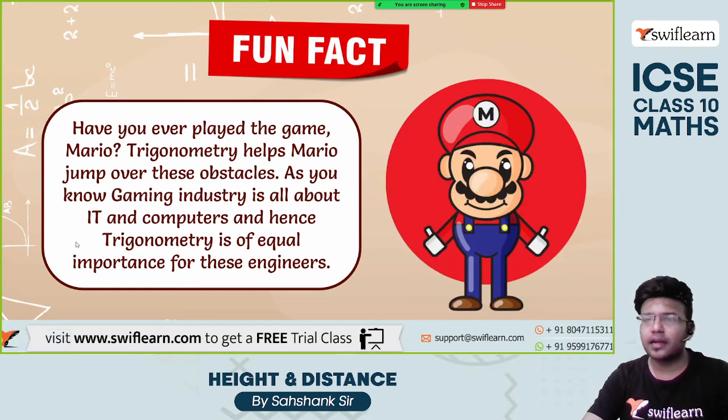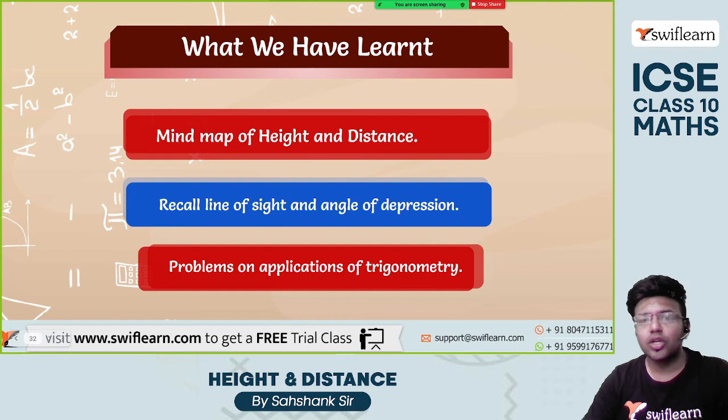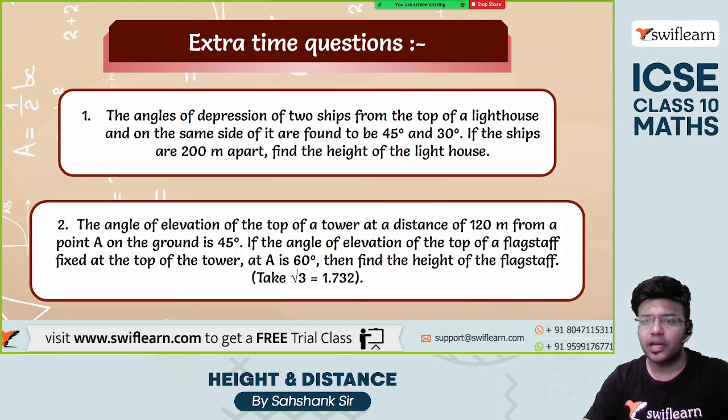So this is a fun fact. Read this. Have you ever played the game Mario? Trigonometry helps Mario to jump over obstacles. As you know, the game industry is all about IT and computers, and hence trigonometry is of equal importance in these engineering fields. What have we learned today? We have learned the mind map of heights and distance, recalled line of sight, angle of depression, angle of elevation, and we solved some problems on trigonometry.